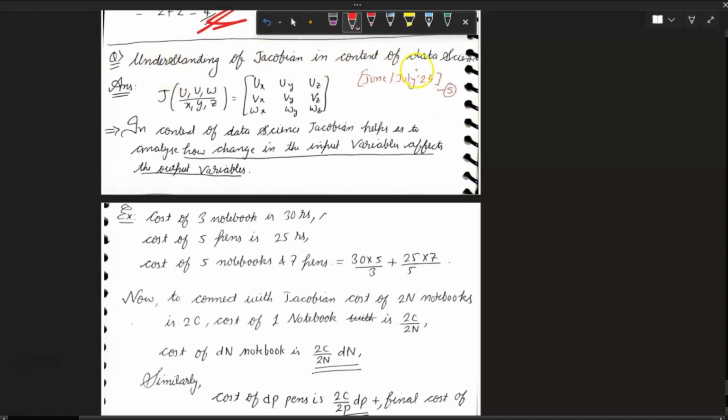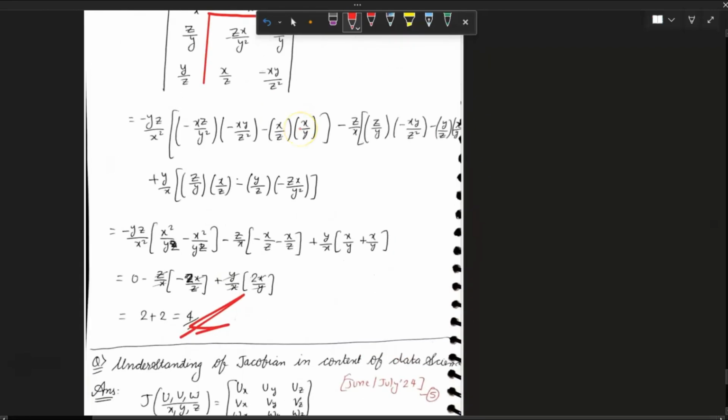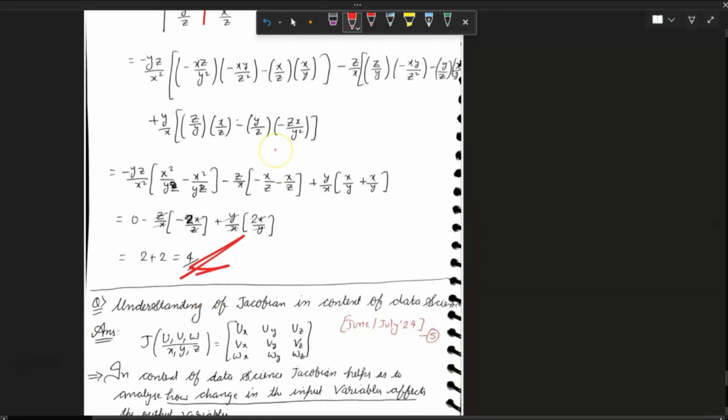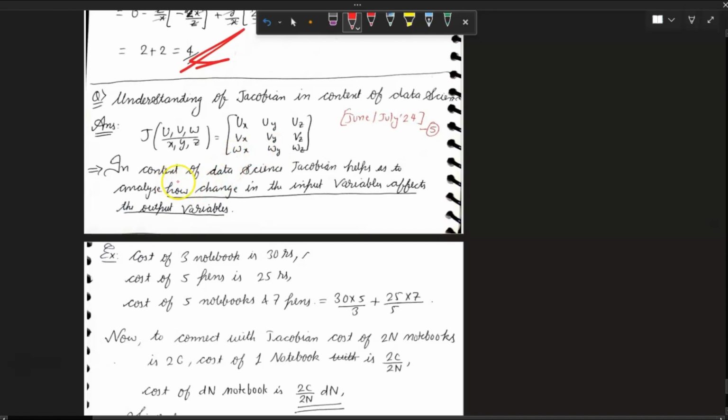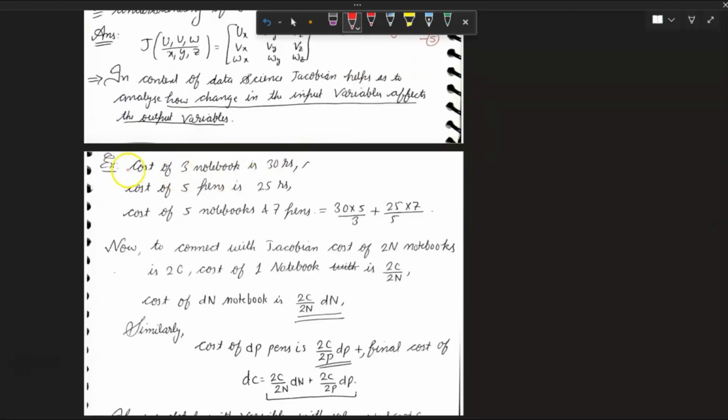Understanding the Jacobian in the context of data science. What is the Jacobian? The Jacobian can be given as matrices like this, which I have told you. So this is the Jacobian with respect to matrices. In the context of data science, the Jacobian helps us to analyze how a change in the input variables affects the output variables. So the change in input variable, how it can affect the output variable, this can be given as the Jacobian in data science. Let's see the example.